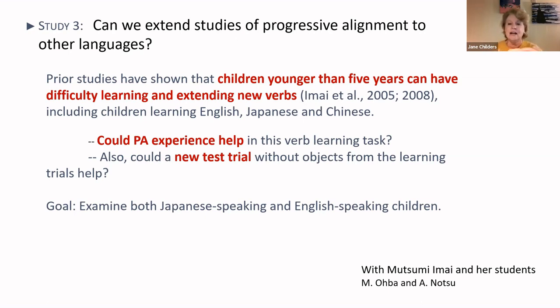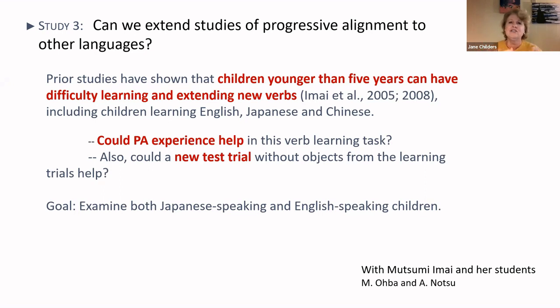And they were showing that children younger than 5 can have trouble learning and extending verbs. She included English, Japanese, and Chinese. So these are great papers in child development. And they were really interesting in showing that it was difficult to learn a verb. So what I thought when I was reading these papers is, I wonder if progressive alignment could come in and help. And if we adapted this task and included it, if we could show some better verb learning in that case. I also wondered if a test trial could help.